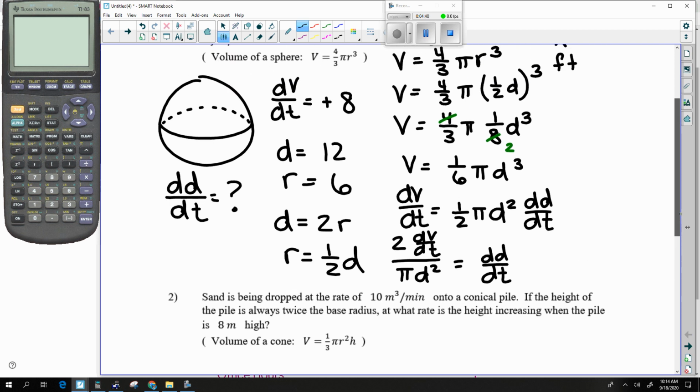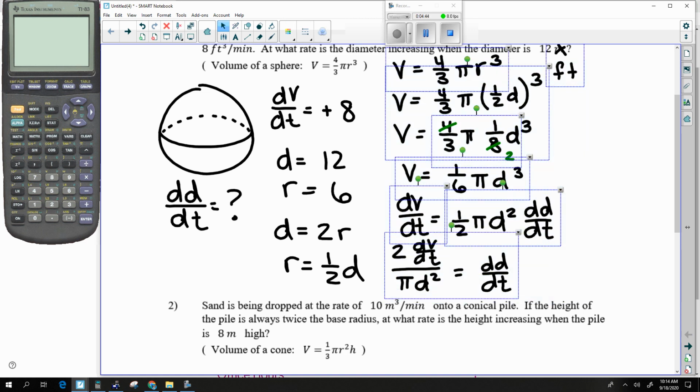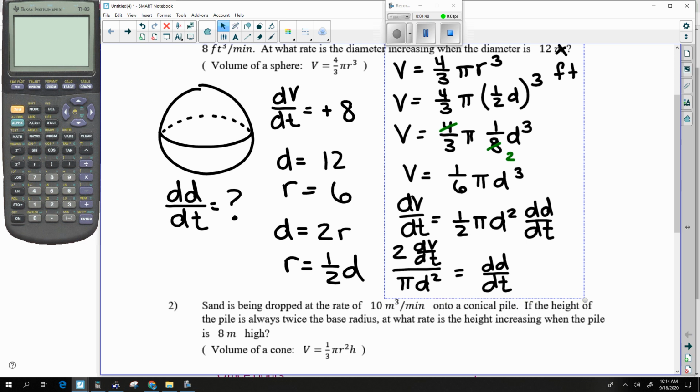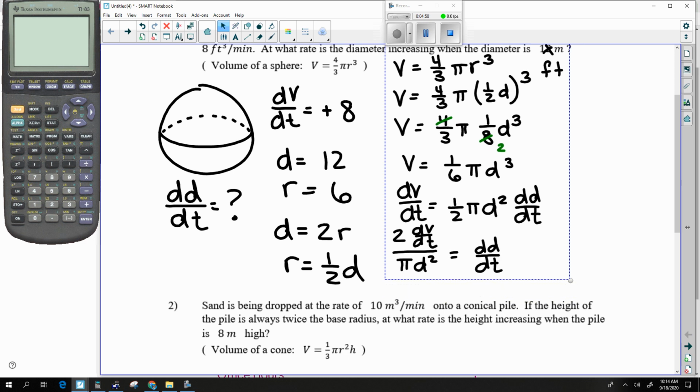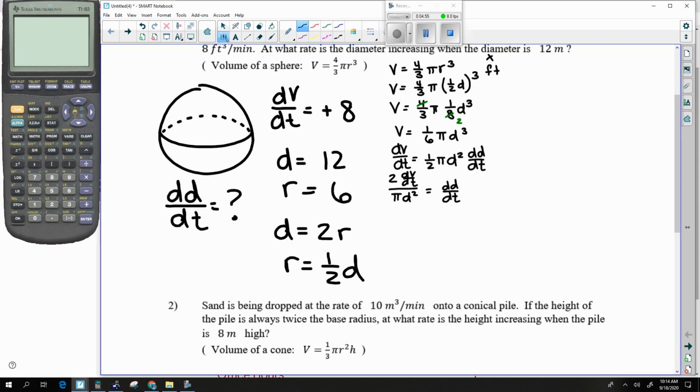You don't have to do that. I typically don't do this. I usually just plug and chug and do a little bit of algebra. I don't usually solve it completely out and then put in the numbers. I usually plug my numbers in and solve however I need to solve. But I can do it this way too.